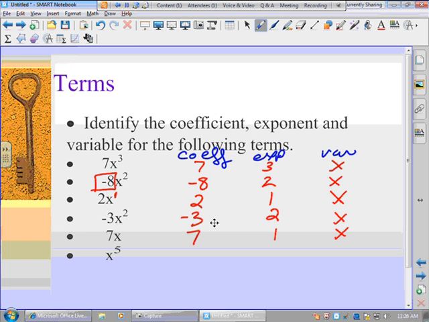Now, the last one's a little tricky. Let's do the exponent first because that's obvious, it's 5 and the variable is x. What's the multiplier? How many x to the fifths do I have? Well, I only have 1 of them. It's 1 times x to the fifth. But we don't write 1 times the x to the fifth. It's just understood.